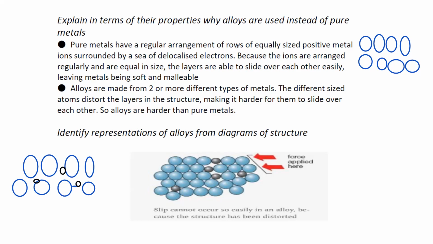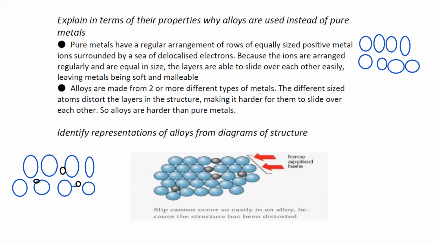So pure metals have a regular arrangement of rows and equal size of positive ions. Because ions are arranged in a regular pattern, layers can slide over each other. So pure metals are relatively soft or malleable. Whereas alloys, which are mixtures of metals, consist of two or more different types of metals, and the size of the metal ions is different, and that causes distortion or affects the layers. Due to this distortion, the layers cannot slide over each other, and as a result it becomes harder than the pure metal.